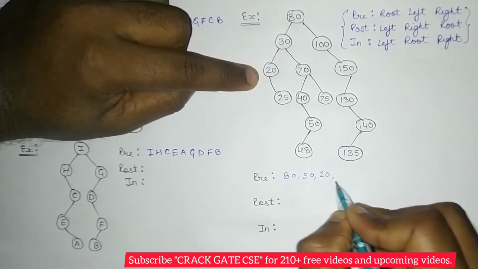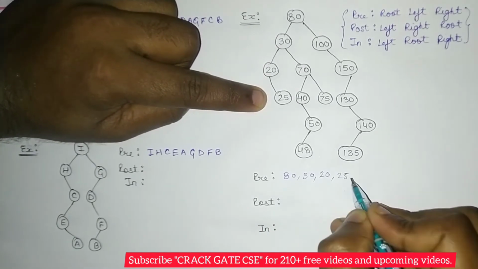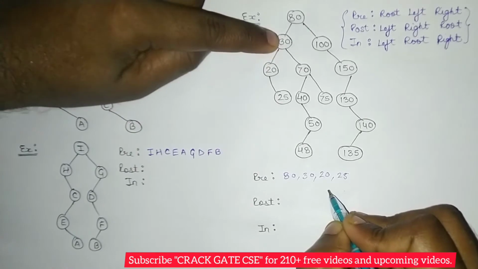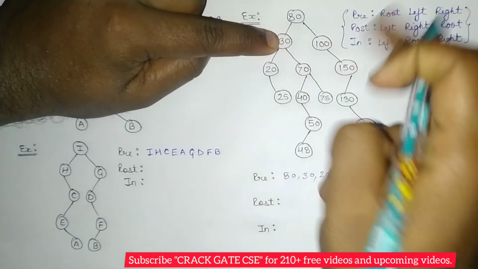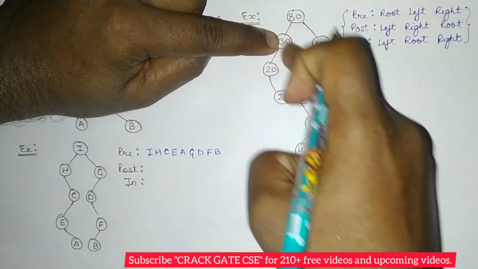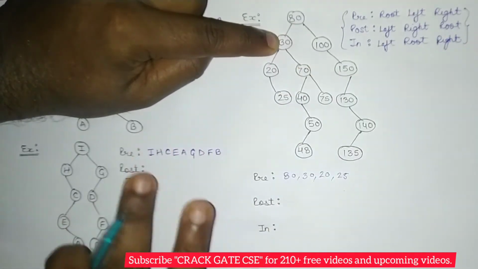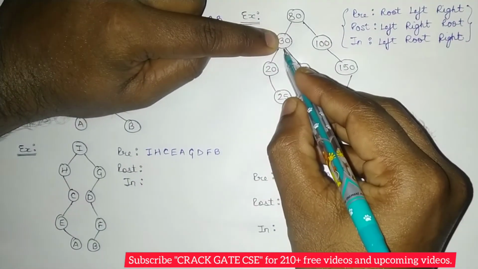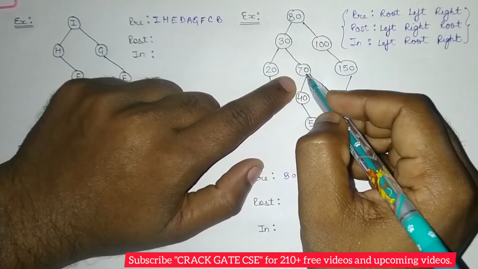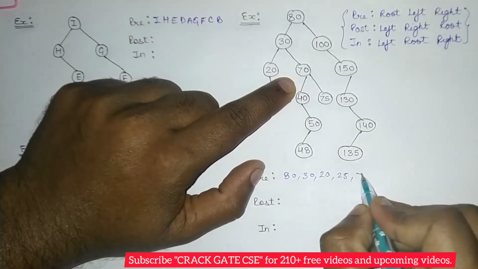Now there is no left, so move on to the right, 25. Now backtrack. We did this till this 30, so this 30 is done. Now we have to take care of the right part of this 30, right? So move on to this 70 now, because this is the right, so print 70.